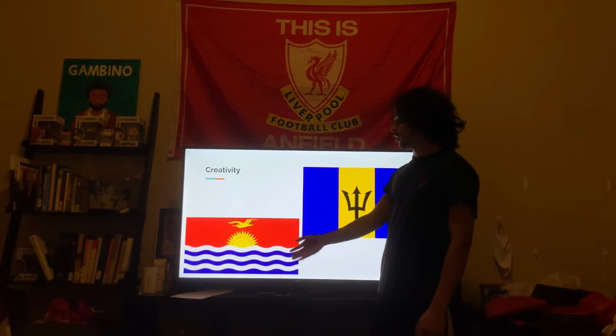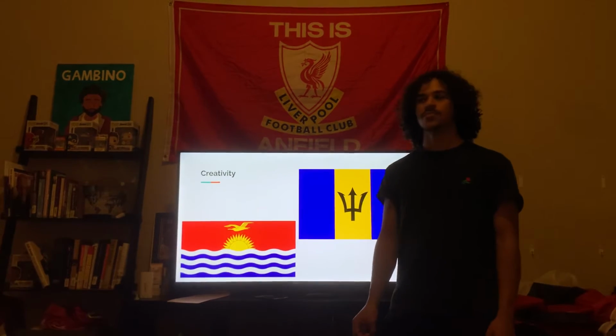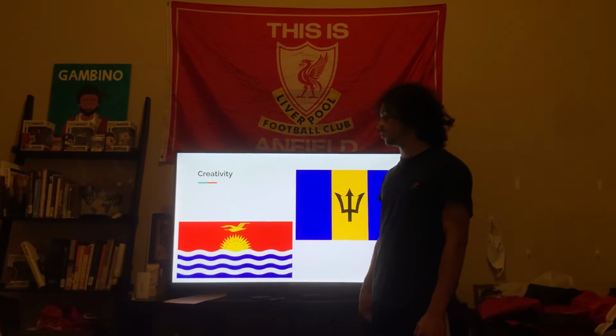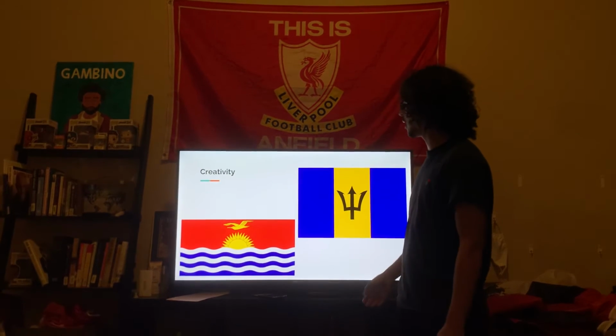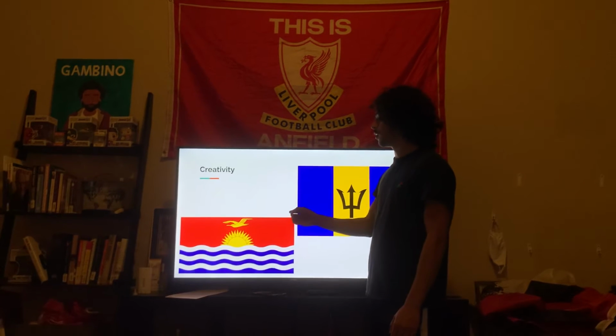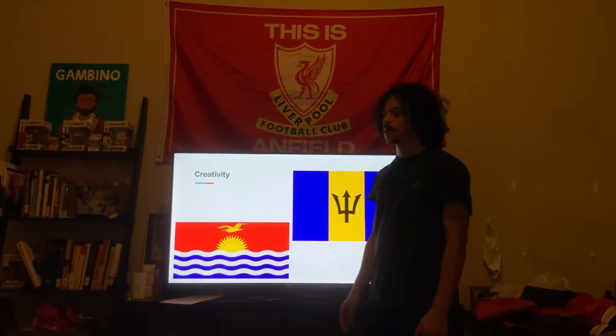point of the trident stands for one of their layers of democracy. And this one is the flag of Kiribati. It's an island in the Pacific Ocean, and as you can see, it's one flag that you can admire. It has the waves, the golden bird, kind of like a sunset in the sun. It's very interesting.